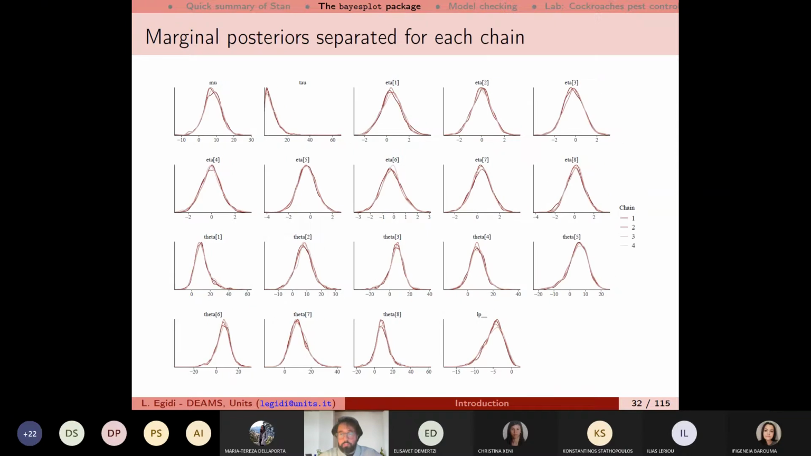You can do this also by analyzing, for instance, the marginal posterior separately for each chain, because, as you know, when you fit your Stan model, you have to fix the number of Markov chains used by the Markov chain algorithm. So for each chain, you can retrieve the different densities, and check, in this case, that the different densities are quite indistinguishable across the chains. And this is something that we expect.